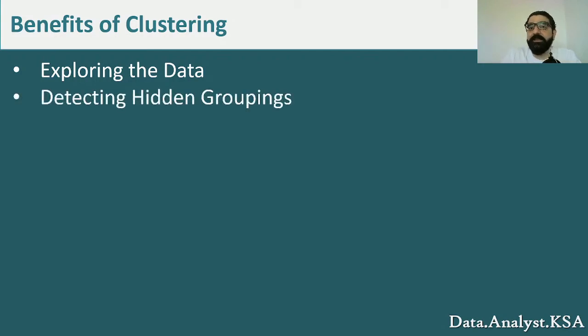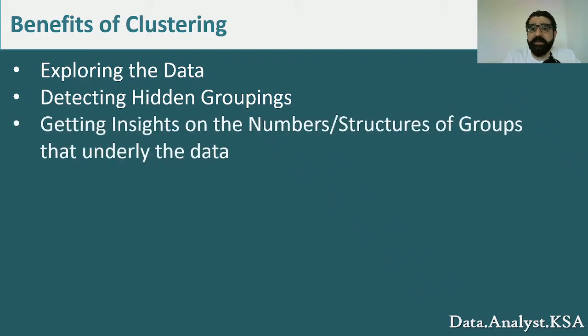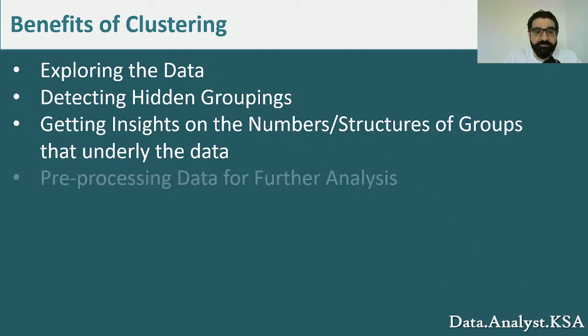It helps us detect any hidden grouping. So many times there are groups in the data, like for example the customer groups. Let's say we are in Amazon, we have millions of customers, but we don't know which groups they follow, so we cannot target them with discounts, with advertisements. This helps us detect some hidden groupings. It helps us to get insights on the numbers and the structures of groups. So for example, maybe I don't know how many customer groups I have, but this could tell me very simply that you have 5 very distinct customer groups, and hence you can create 5 strategies to target these customers.